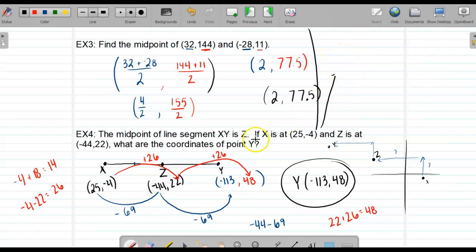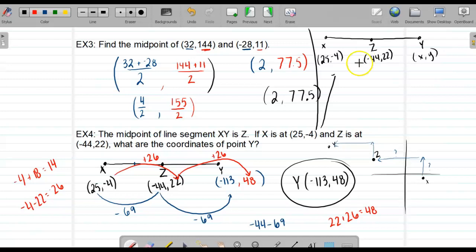So, the other way that you could do it is if you got that same line, you got X, you've got Y, and you got Z, and you know that you got 25, negative 4. You've got negative 44, 22. And then I don't know what this is, so I'm just going to call it X and Y.